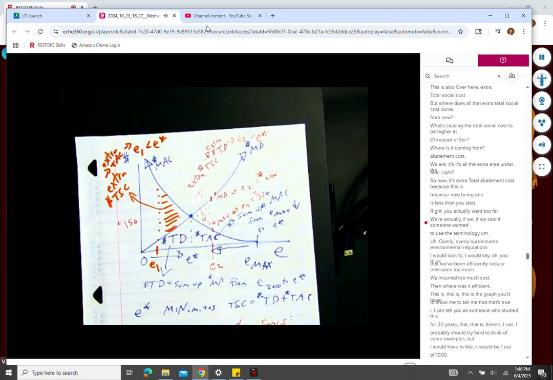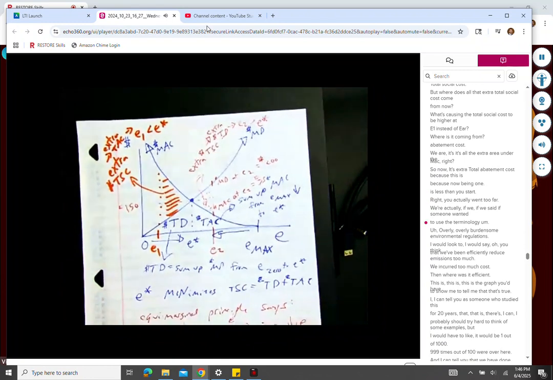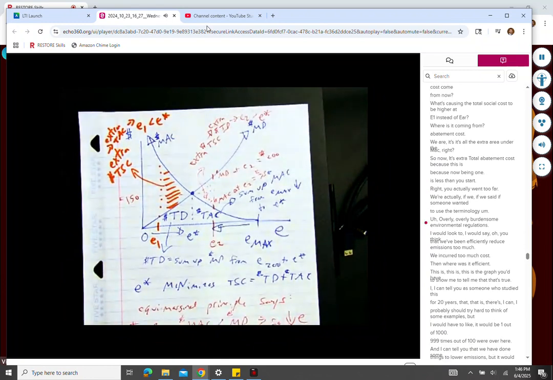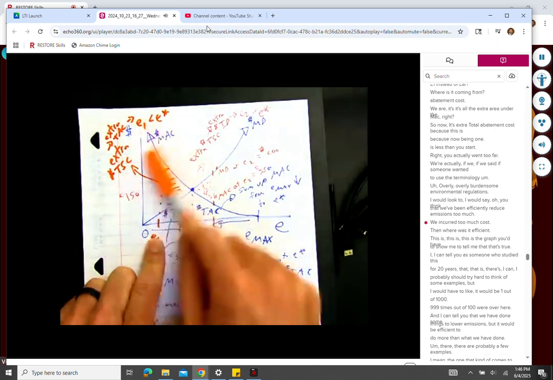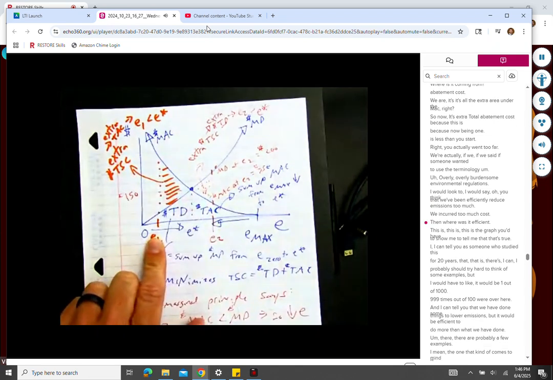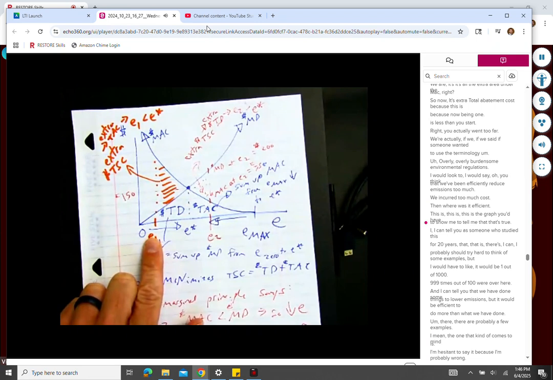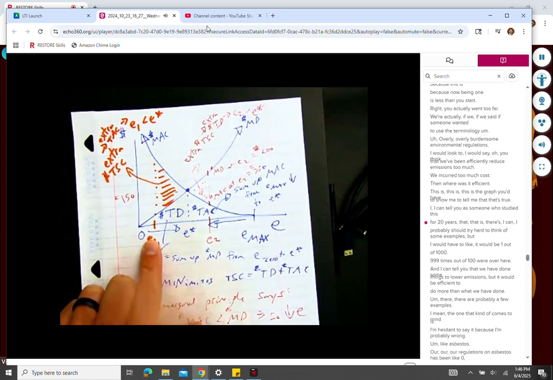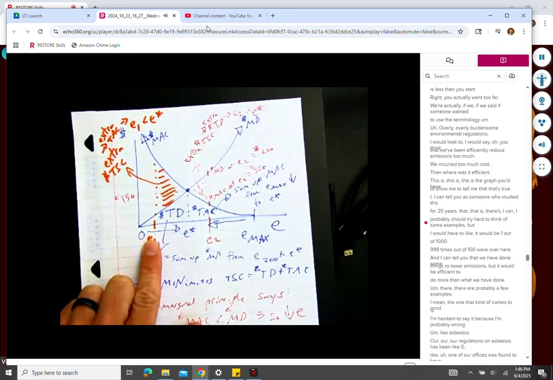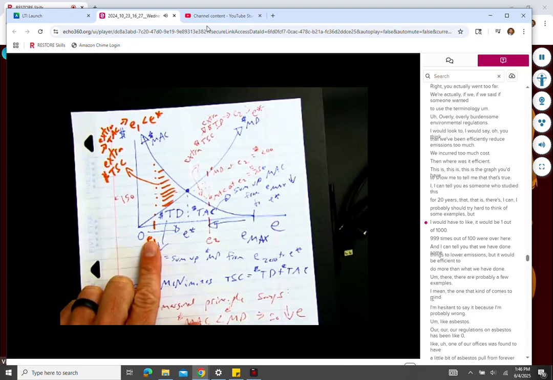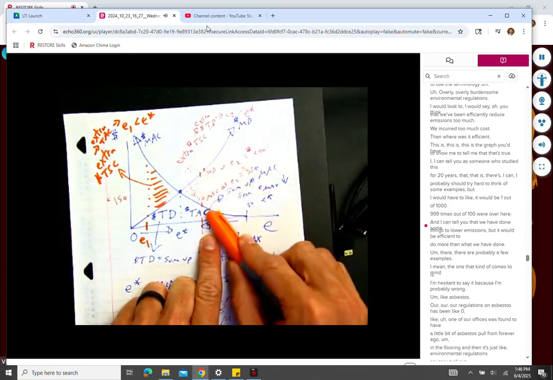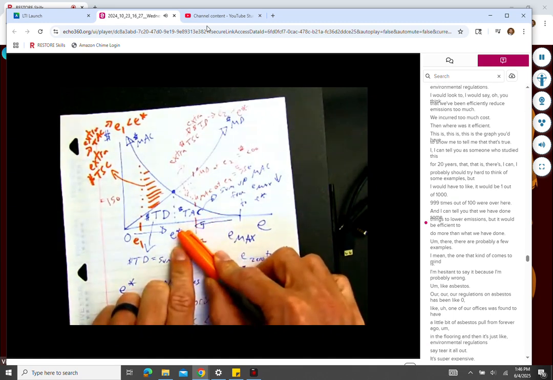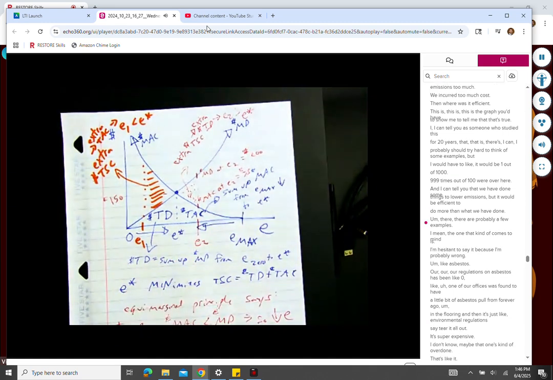If someone wanted to use the terminology of overly burdensome environmental regulations, I would say, oh, you think that we've efficiently reduced emissions too much, that we incurred more cost than where it was efficient. This is the graph you'd have to show me to tell me that that's true. As someone who has studied this for 20 years, I would have to try hard to think of some examples; it would be 1 out of 1,000. 999 times out of 1,000, we're over here. We have done some things to lower emissions, but it would be efficient to do more than what we have done. There are probably a few examples.